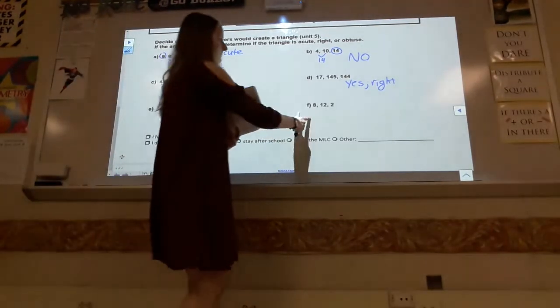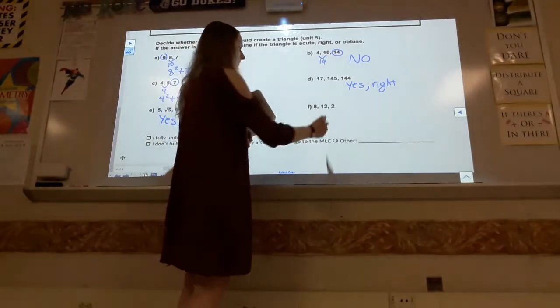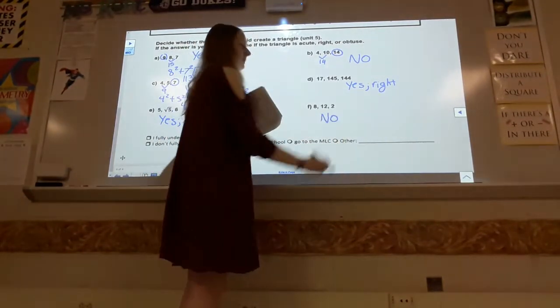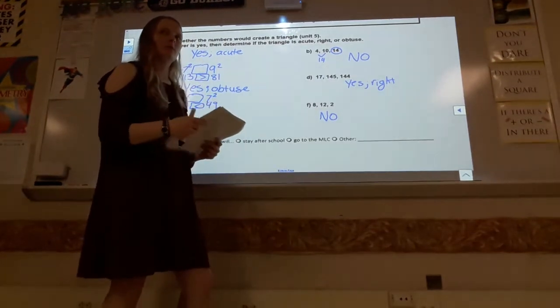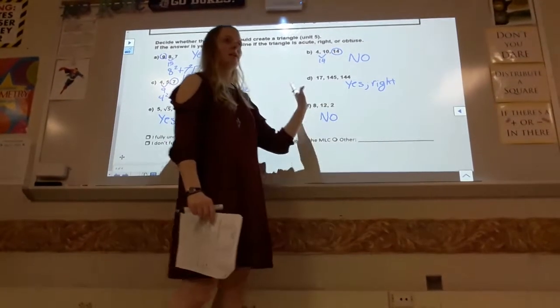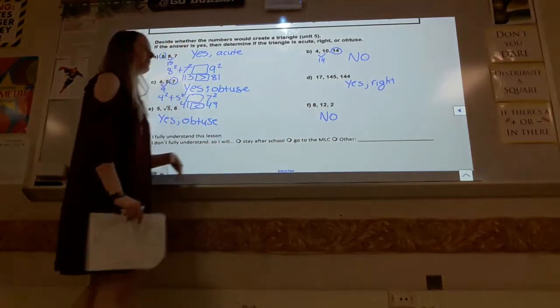And then what about this one? Why not? Alright, so when you add the two smaller sides, they're less than 12, not greater than.